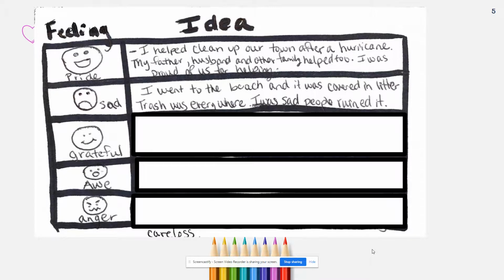The next feeling that I had is gratefulness. I remember a moment in time or a trip that we took where my family and I visited a national park. I was so grateful that this piece of natural environment was preserved.